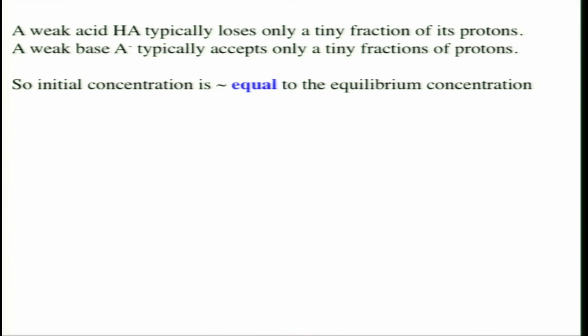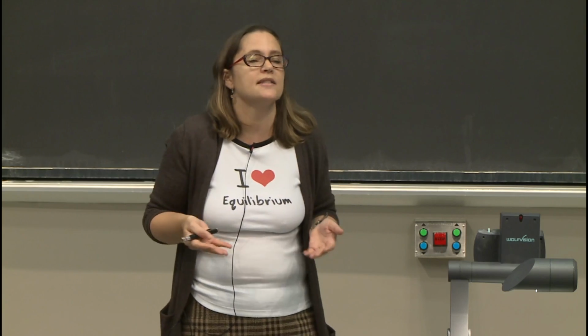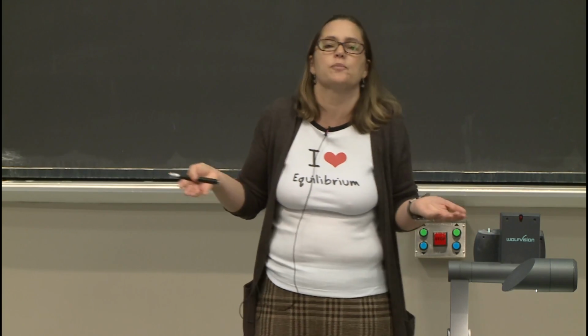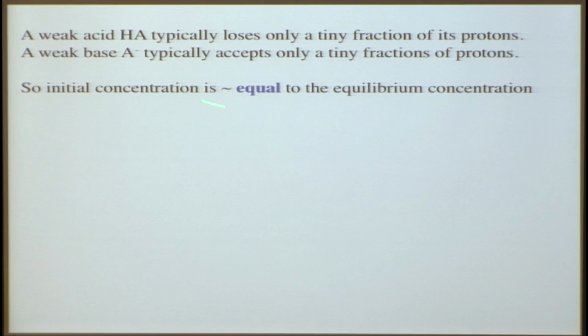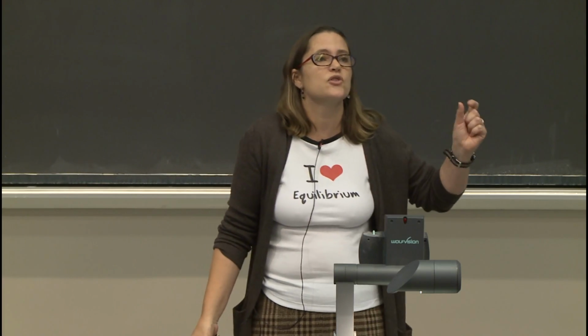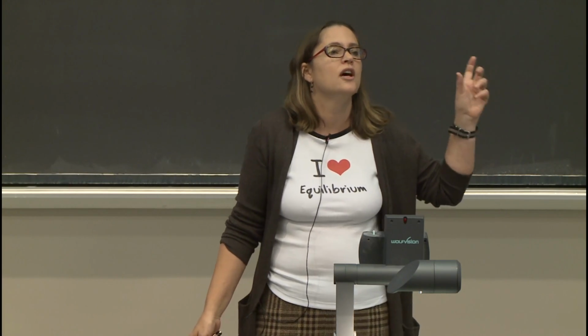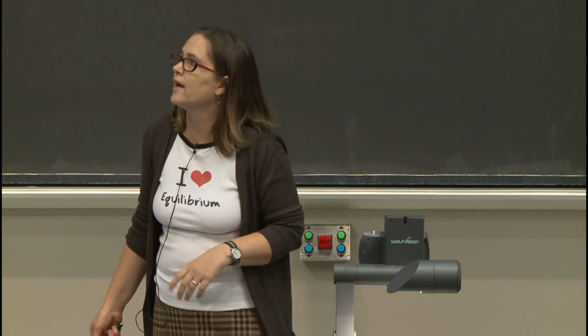So we know that a weak acid typically only loses a fraction of its protons, hence the definition of weak acid. Weak acid in water doesn't ionize that much. And a weak base typically only accepts a fraction of the protons that it could. It's a weak base. So the initial concentration is often approximately equal to the equilibrium concentration. And that's what we've been finding in a lot of these problems. We find that the 5% rule works pretty well. It's usually less than 5%. X is usually less than 5% of the initial concentration we had of HA or A-.